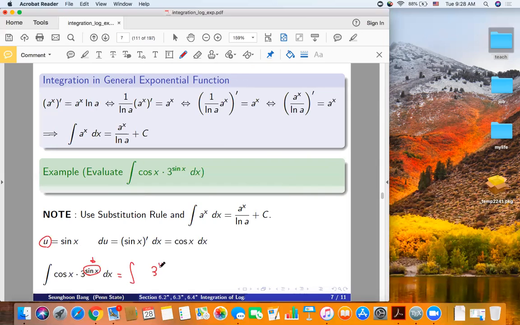Integral 3 to the u, and cosine x dx is du. You can use this rule. So what's that? 3 to the u over ln of 3 plus c. You change back. This u is sine of x. You plug back: 3 to the sine of x over ln of 3 plus c. So that's it. This is the whole idea for solving this problem.